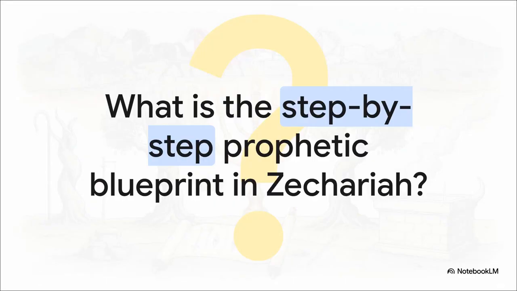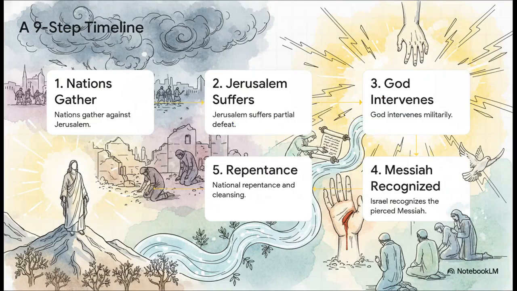So what exactly is this prophetic blueprint? How does a conflict that starts in Jerusalem supposedly escalate into a total global transformation? We're going to break down the specific 9-step sequence that's laid out in chapters 12 through 14 of Zechariah. It's going to show us how this whole narrative unfolds from an international crisis all the way to a divine intervention.